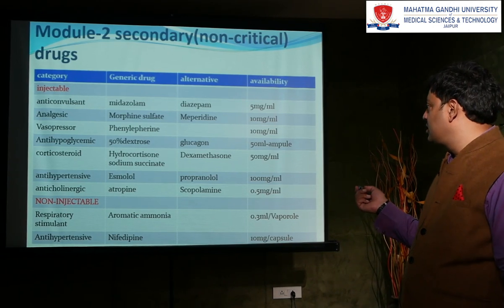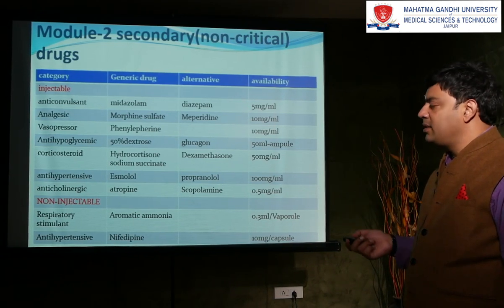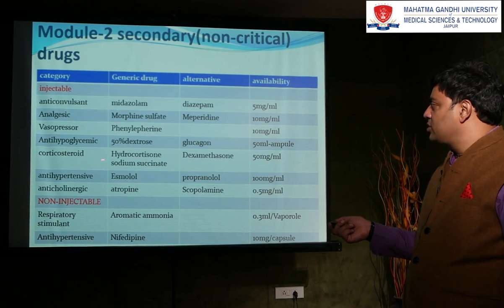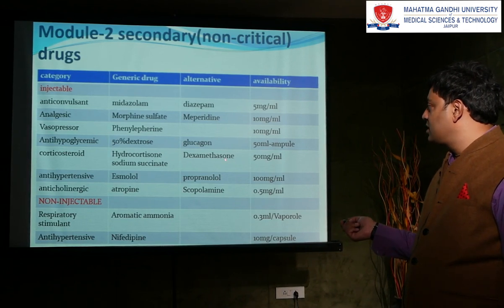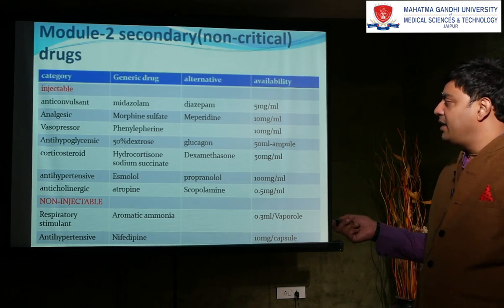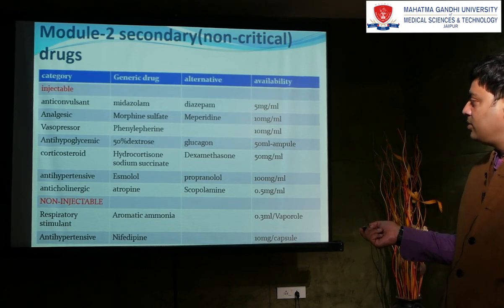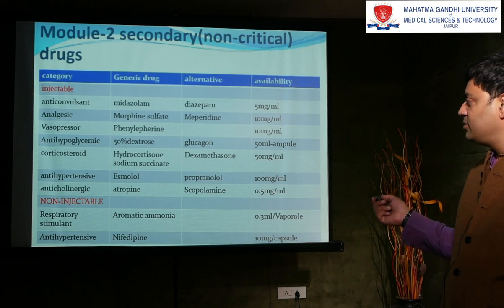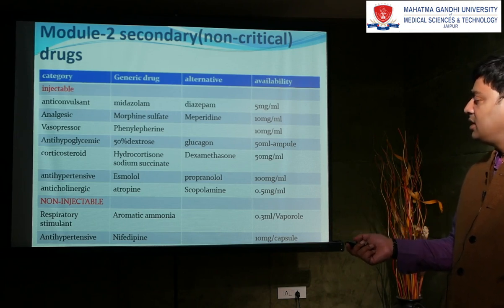It takes a little longer time to act. It's 50 ml per ampule. Corticosteroid, you have hydrocortisone, the alternative is dexamethasone, which is long acting. Hydrocort is short acting. And antihypertensive, you have esmolol, propranolol, 100 mg per ml is the dosage.